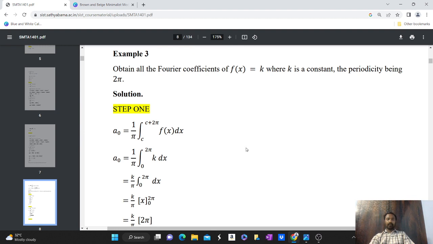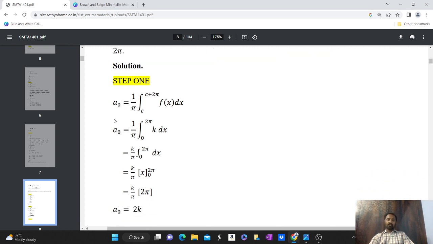Right, here obtain all the Fourier coefficients. What are the Fourier coefficients? a naught, an and bn of f of x equal to k, where k is a constant, the periodicity being 2 pi. So the limit is 0 to 2 pi. So what is the first one? Fourier coefficient a naught. So a naught equal to 1 by pi integral over c to c plus 2 pi f of x dx, as we already know. So in that case, the limit is 0 to 2 pi.